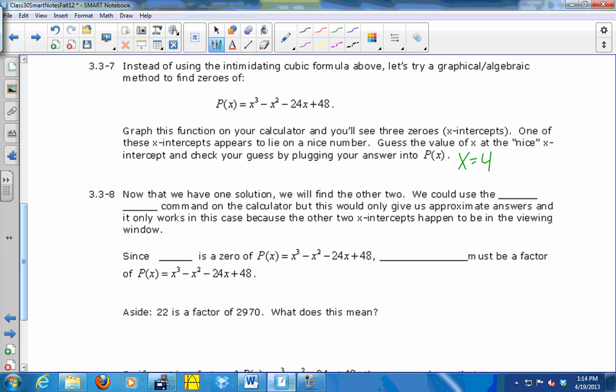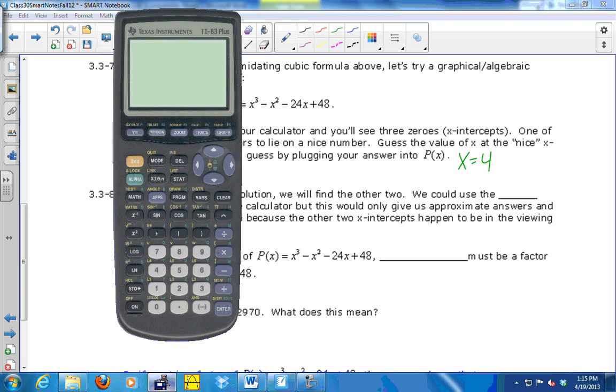All right, so now we have one solution. We're going to find the other two. I could do the second calculate zero thing again on the other two. I could do second calculate zero, give a left bound. I already know the one at 4, so I'm trying to find this next one to the left. Left bound, right bound, and I get 2.2749172.